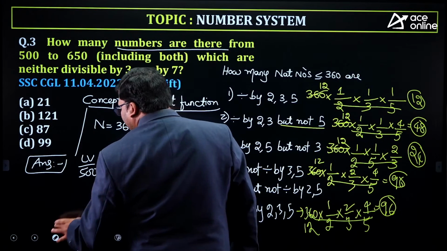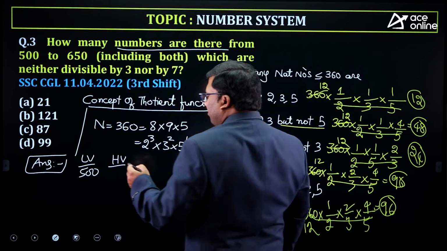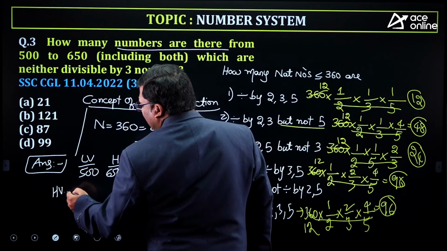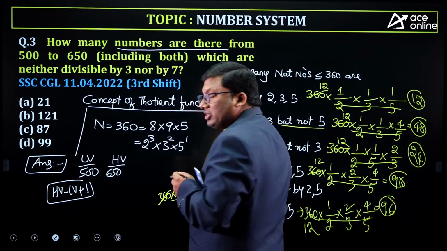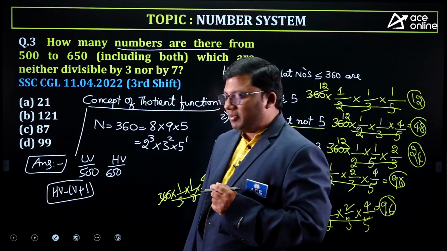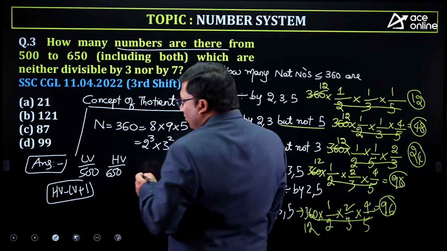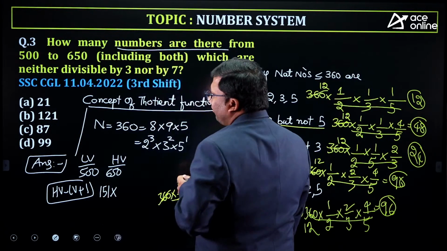Total number of numbers from lowest to highest is given by highest value minus lowest value plus 1. So 650 minus 500 is 150, plus 1 is 151. Total numbers are 151.